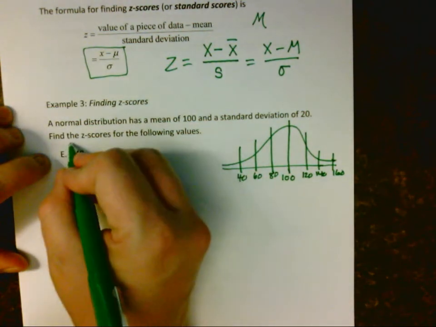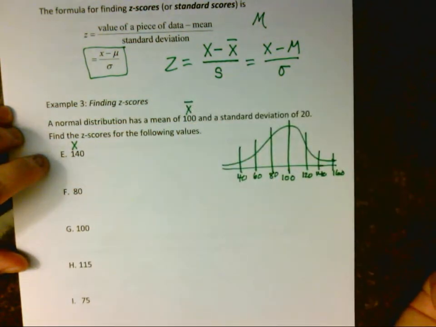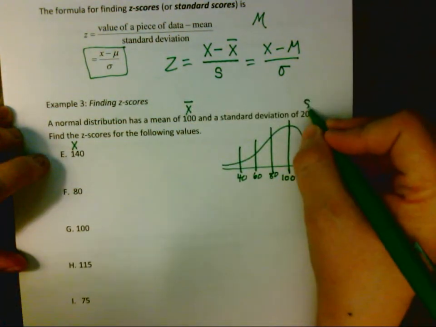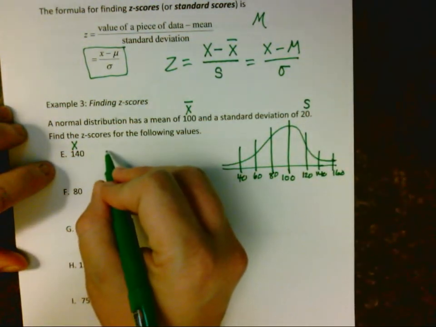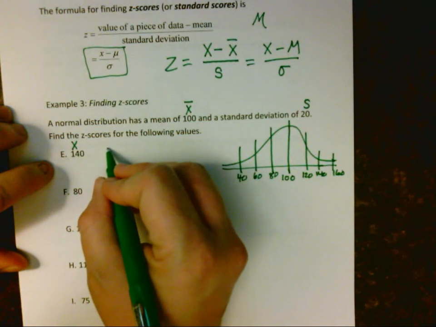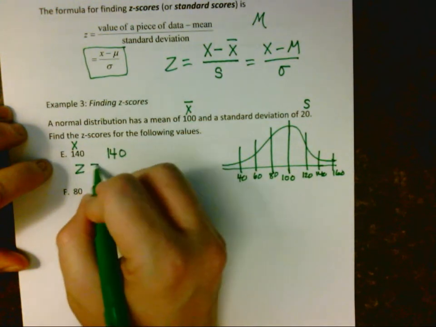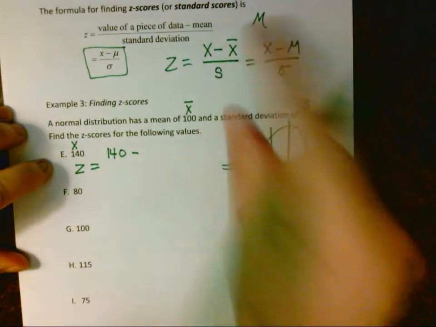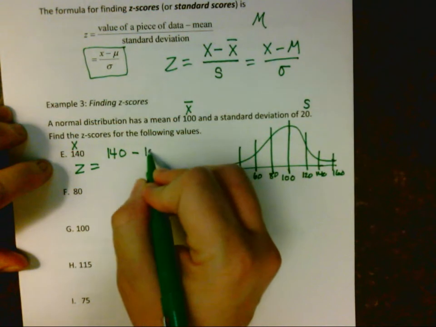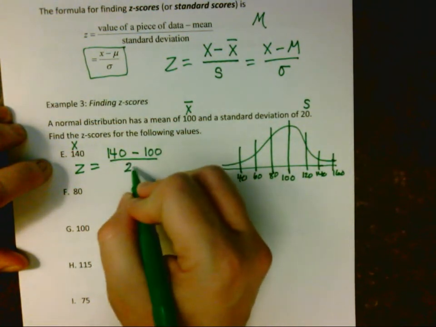This is my data item. This is my average, right? And this is my standard deviation, 20. So I'm going to take the data item 140 to get the z. It will be equal to the data item minus the mean, look up here, which is 100, and divide it by the standard deviation, which they told us was 20.